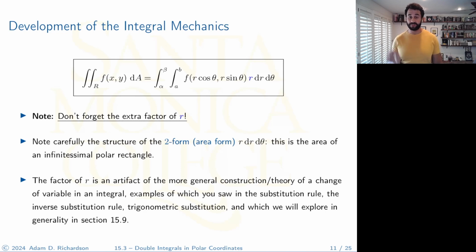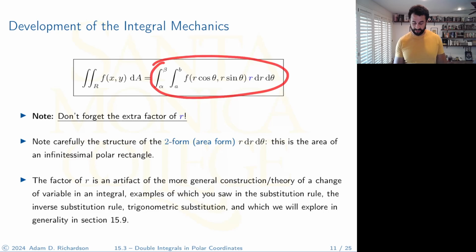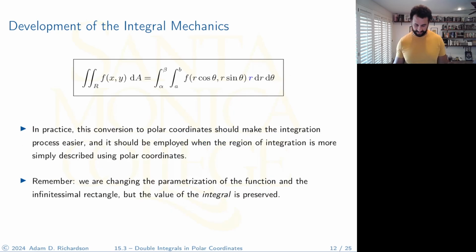But you have been doing it before, because remember, we're preserving the value of the integral. Wait, do I say that? Yeah, I say that right here. Yeah, we're changing the parameterization of the function, and we're changing the parameterization of the infinitesimal rectangle, but the value of the integral is preserved. This is actually one of the reasons that I always harp on my students in Calc 1 about changing the bounds of integration when you do a U substitution, right? Because you're changing the whole setup, but you're preserving the value of the integral. That's the important part. We want to preserve the value of the integral even if we change the representation of the stuff, right?